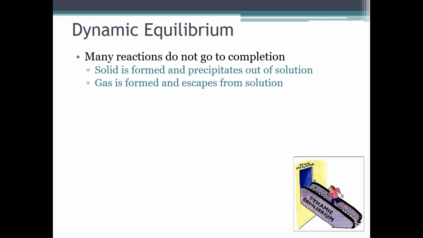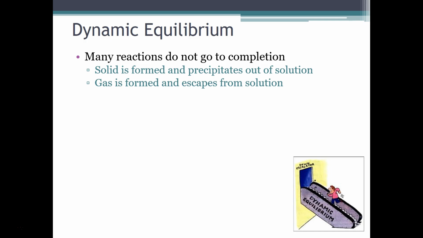And some of those reactions that don't go to completion are reversible reactions. And what it means to be a reversible reaction is that reactants can combine to form products, and those products that are formed can combine to form reactants and go back in the opposite direction.